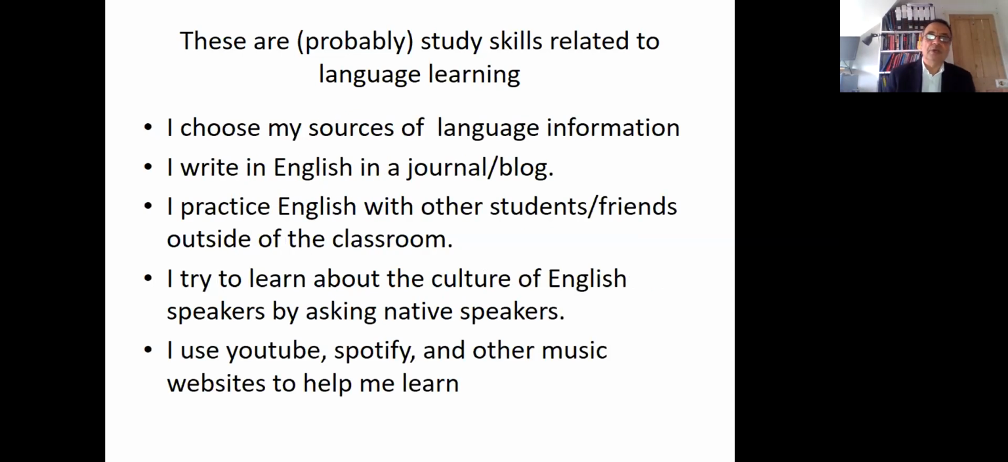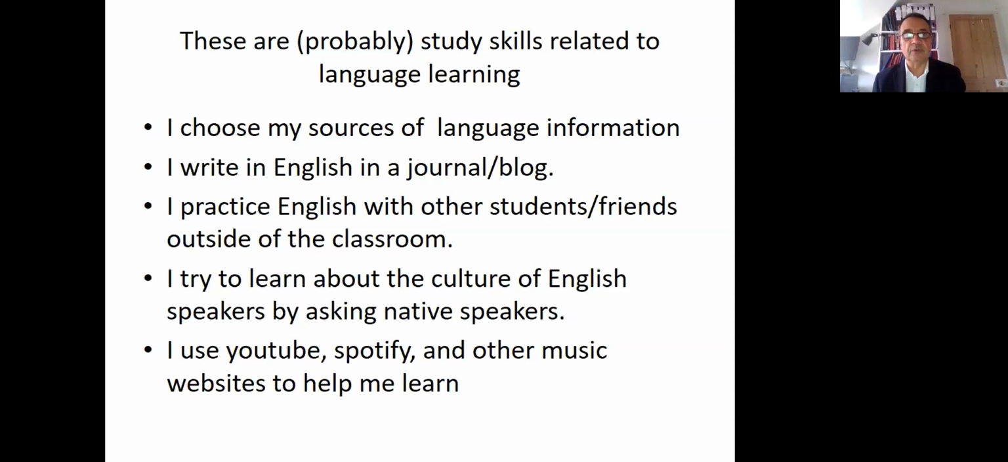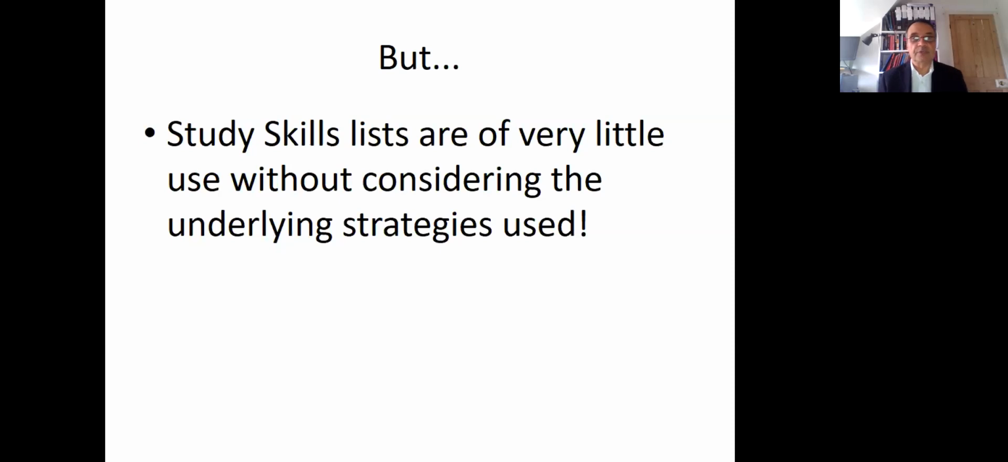Look at these: I choose my sources of language. I write an English journal. I practice English with students. Again, I would say these are general study skills or approaches to learning language. They're fine. I'm not saying that they are not to be considered, but they don't go down far enough into what's actually going on in the brain, because these study skill lists are of very little use without considering those underlying mental actions which are being used.